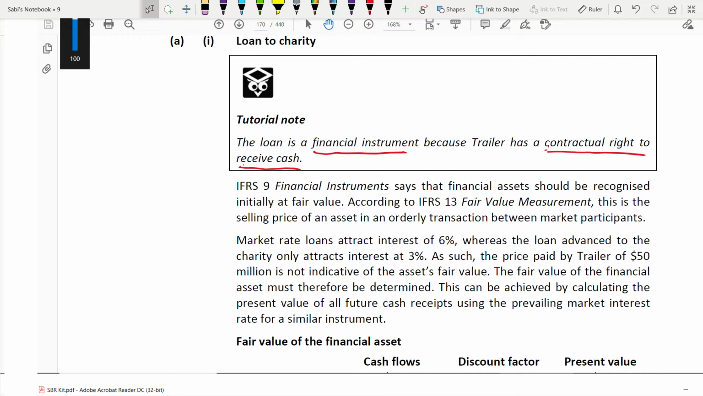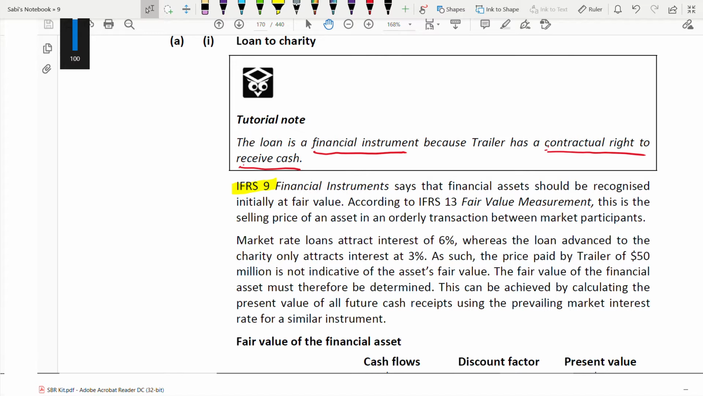Okay. So looking at the marks, it's just 6 marks and it's a loan to a charity. They're talking about a financial instrument, so it's only one standard which is applicable in this question. It is IFRS 9 Financial Instruments. In case you forgot what IFRS 9 is, if you don't want to write the full title, it's okay. You can just write IFRS 9 says.